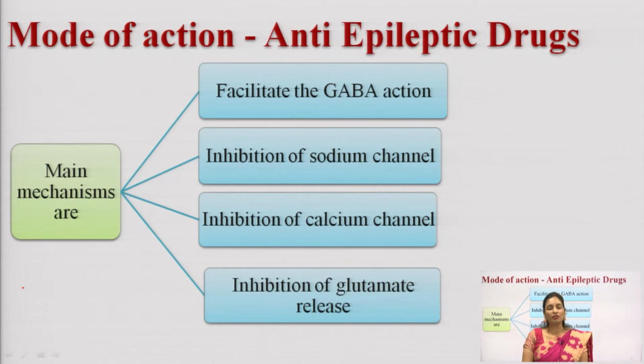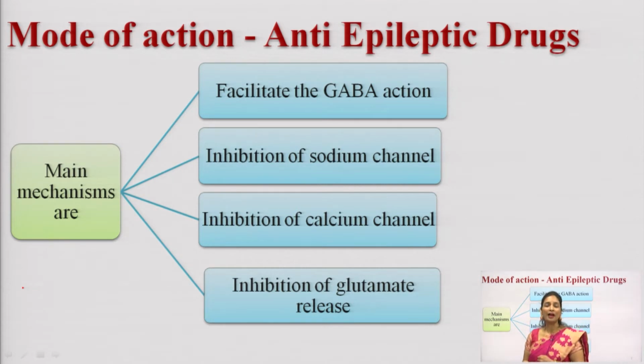The mechanism of action is also called the mode of action of a drug, by which you can understand in detail what the drug does in the body and how it shows its action to treat epilepsy. The main mechanisms of action of anti-epileptic drugs are to facilitate GABA action, to inhibit the sodium channel, to inhibit the calcium channel, or to inhibit the glutamate neurotransmitter. Most of the drugs we use in epilepsy concentrate on these 4 types of mechanism of action.